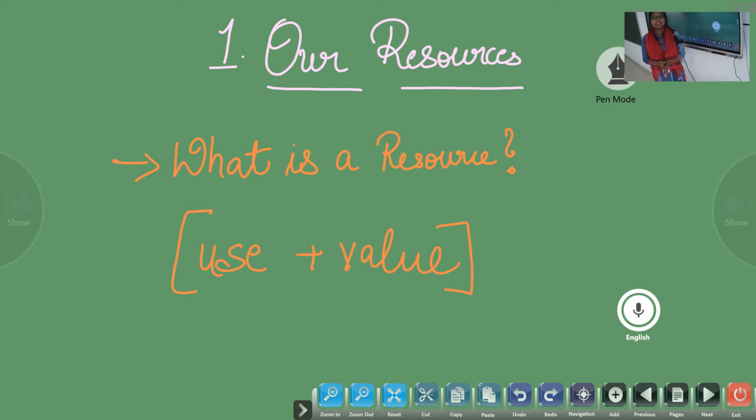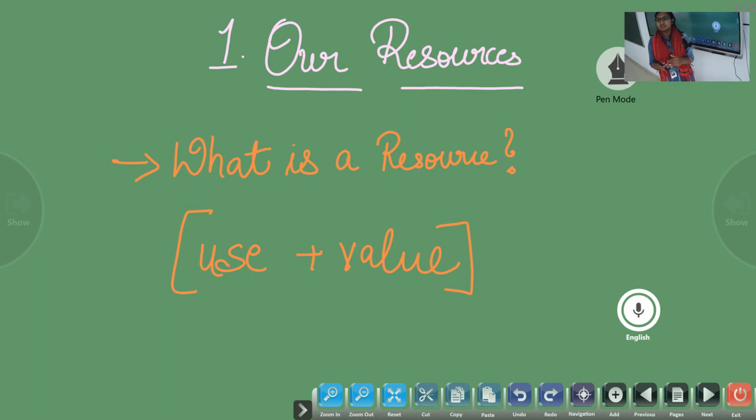Hello students, so today we will be learning a new chapter called Our Resources. I'm pretty sure all of us have heard this word, resources, but let us look into what it means. Before that, do we have resources around us? Of course, yes. Everywhere we step out, we have one or the other kind of resource. So today we will be learning about what a resource is and the types of resources.